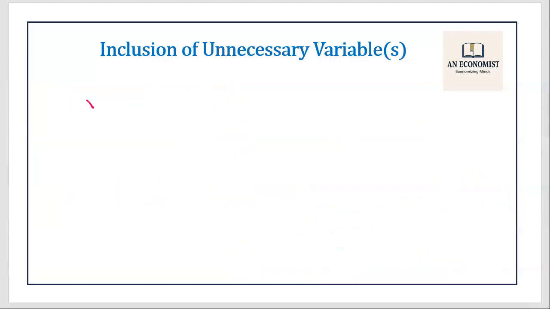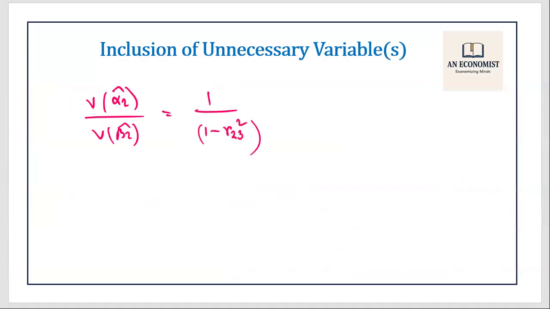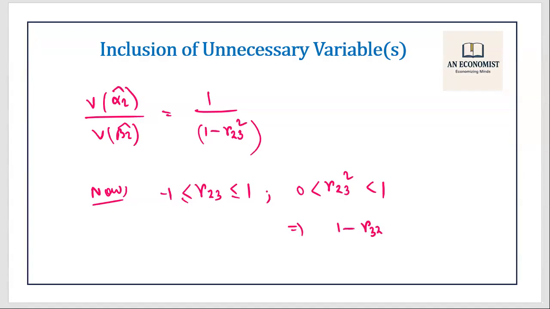Now what you will do is simply take the ratio. You want to compare between these two, so simply take the ratio of variance of alpha 2 cap upon variance of beta 2 cap. If you do that, this sigma square will cancel out and you will be left with only 1 upon 1 minus R23 square. Now, can you tell me what R23 lies between? R23 always lies between -1 and +1. So what will be the range of R23 square? It will be between 0 and 1. Any square term always lies between 0 and 1. So what will be 1 minus R23 square?